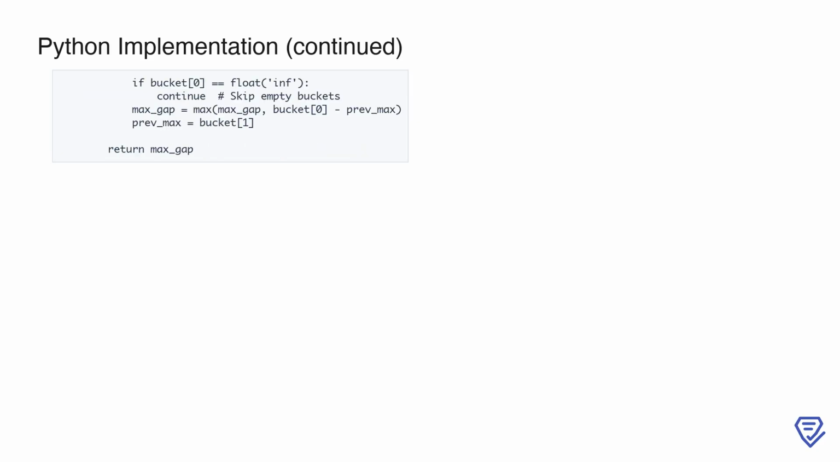Once all the numbers are placed into their respective buckets, we calculate the maximum gap. We initialize max_gap to 0 and use a variable prev_max to track the maximum value from the last non-empty bucket, starting with the minimum value of the array. Then, we iterate through each bucket. If a bucket is empty, that is, its minimum value is still set to positive infinity, we skip it using a continue statement.